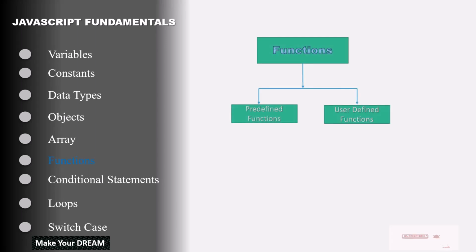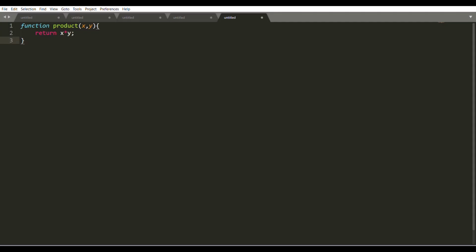A function is basically a block of organized reusable code that is used to perform a single action. The keyword must be function. First write the keyword function and the name product with two variables, x and y. Find the product of these two variables. Return the values of x and y. This will give the product of two particular values.